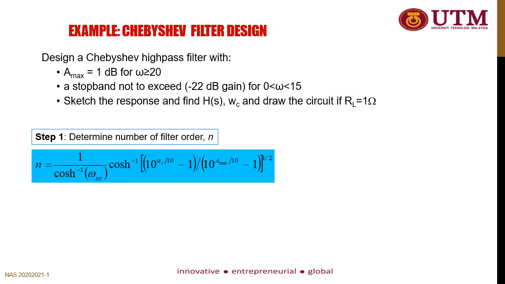Okay, let's look at the second example on Chebyshev filter design. As mentioned earlier, once you have the parameters or specification, I recommend you to draw the filter response. So the next design is for a high pass filter, with the specification as listed. You know it is Chebyshev, so it has ripples at the passband area. So this is a high pass filter with ripples.